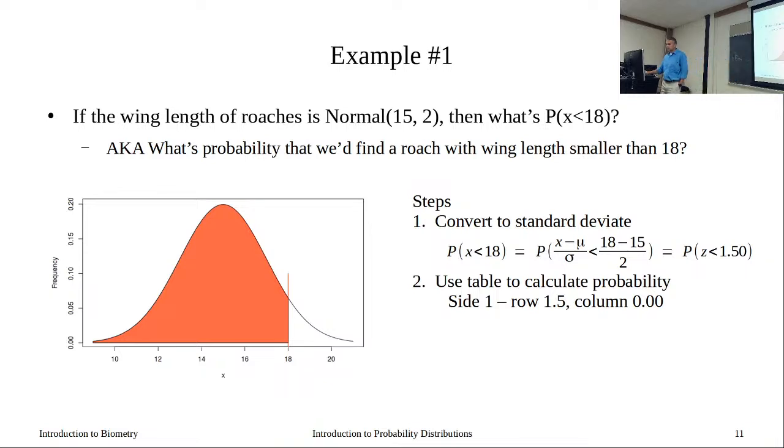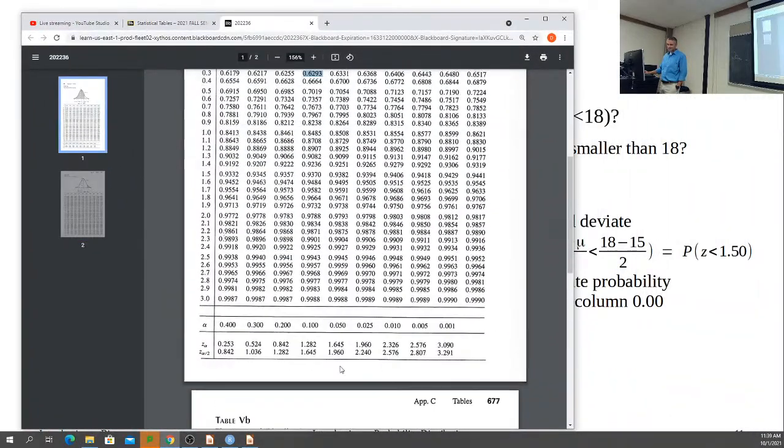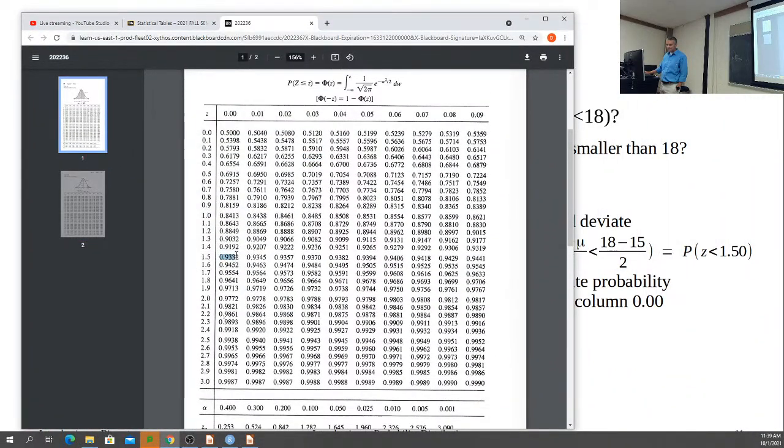So there's our z. So what we would do is go back to our table. I think we already did one. Did I do one? I did do 1.5. So 1.50 gives us 0.9332.